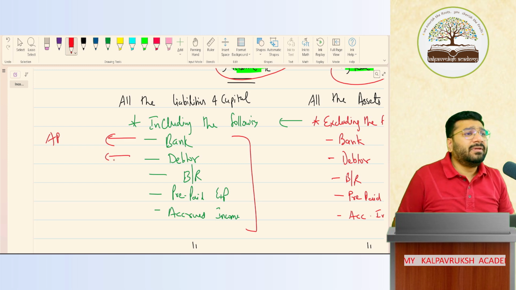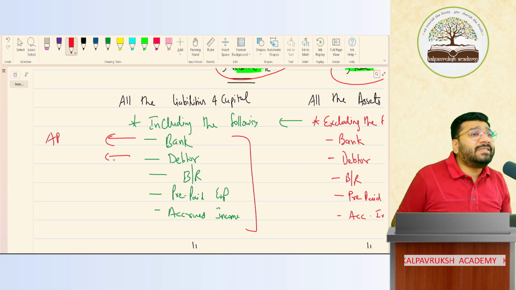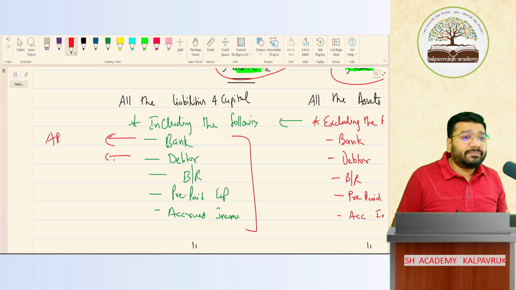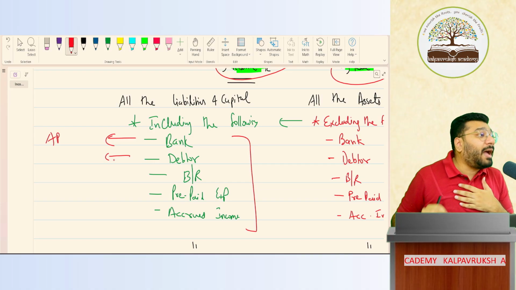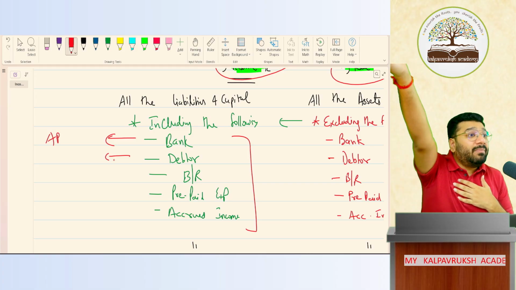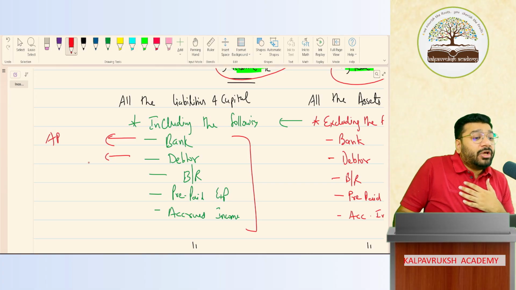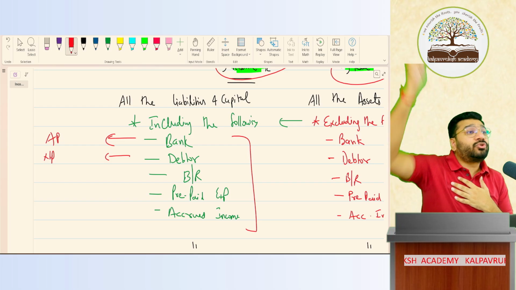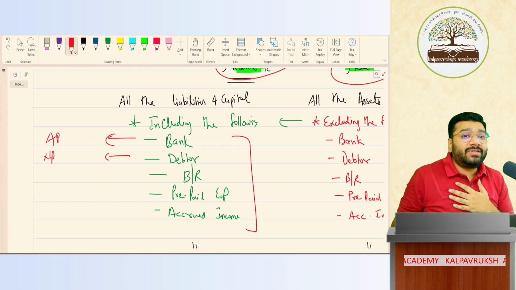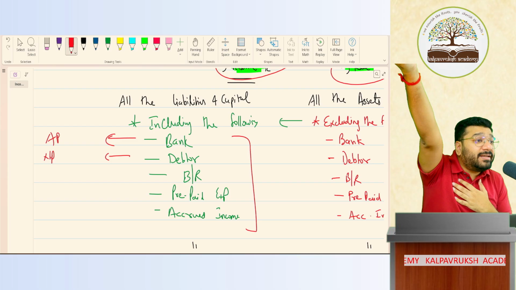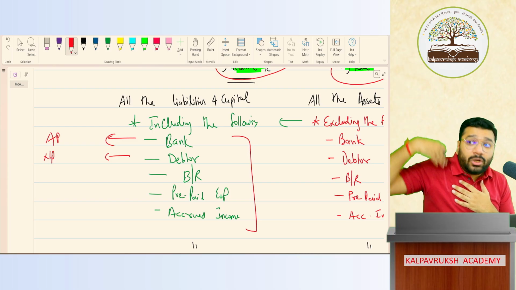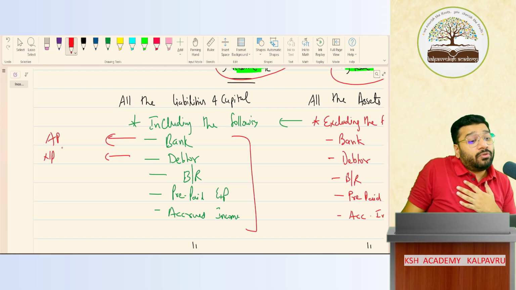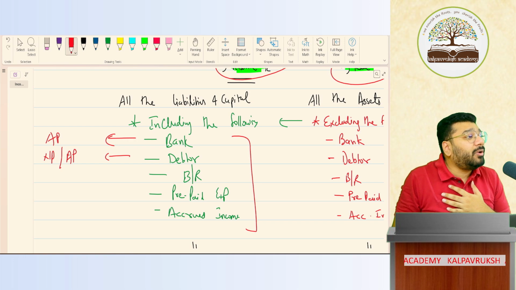Next, debtor. Who's debtor? Customer. My customer can either be a natural person or an artificial person. I sold my goods to Ram. Who's Ram? Customer. Who's Ram? Natural person. Got it? Not got it? Hence, natural person will go to personal account. I may also sell goods to Reliance Industries. Who's Reliance Industries? My customer. I've sold on credit. So, Reliance Industries is my debtor. So, he can also be an artificial person. Got it? Not got it?